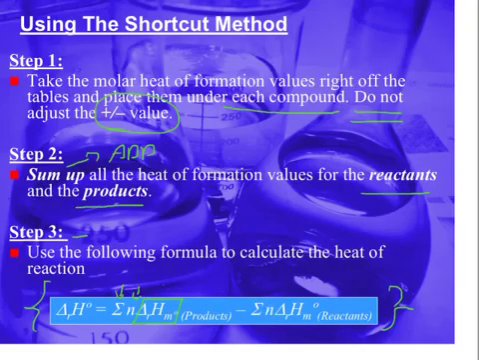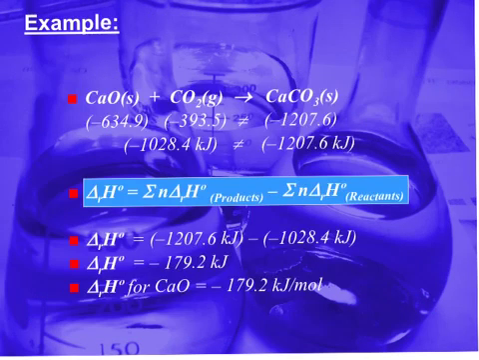This equation is not in your data sheet, but it is a useful formula to remember. Using the same example, let's try out this new shortcut method. From our data table, we look up the heats of formation for calcium oxide to be negative 634.9 kilojoules. The enthalpy of formation for carbon dioxide is negative 393.5 kilojoules.